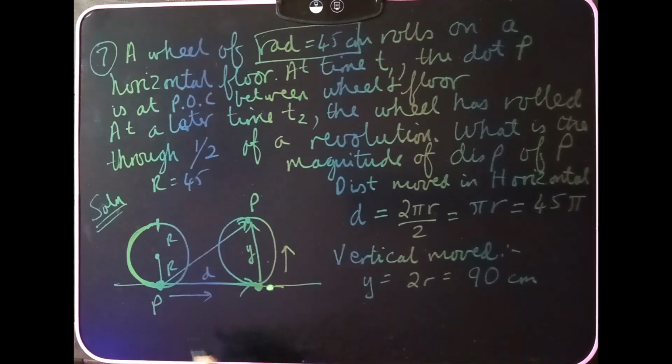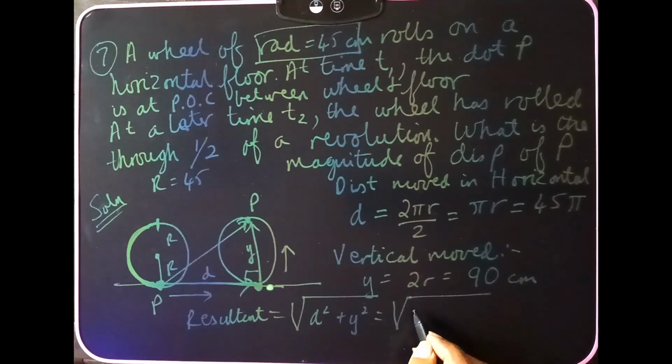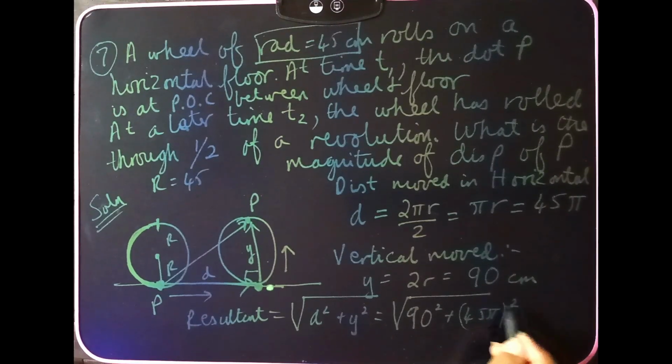So what is the resultant? This is the right angle, so the resultant will be the square root of d square plus y square. So this will be the square root of 90 square plus (45 pi) the whole square. We can try and solve this. I think the answer is about 167.33 centimeters. Okay, this is the answer you're supposed to get.